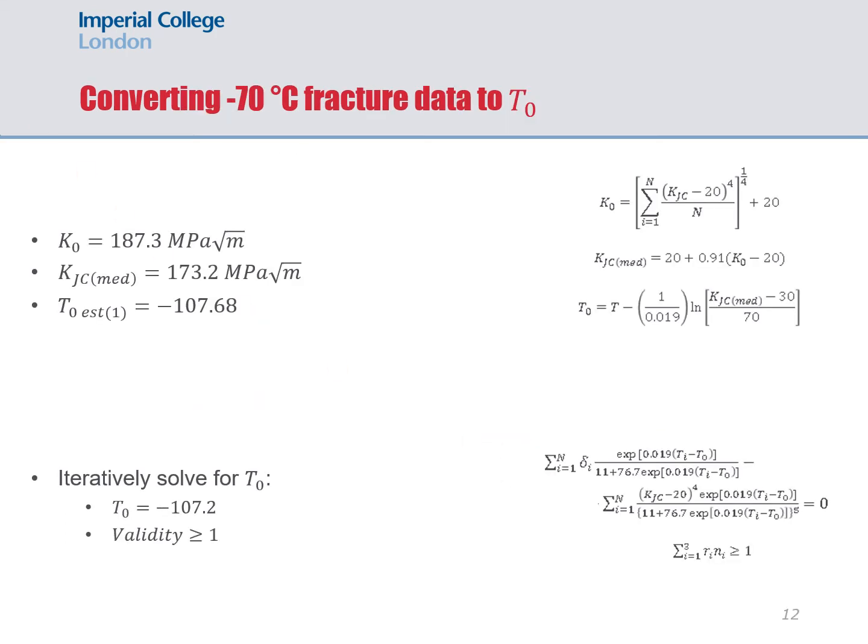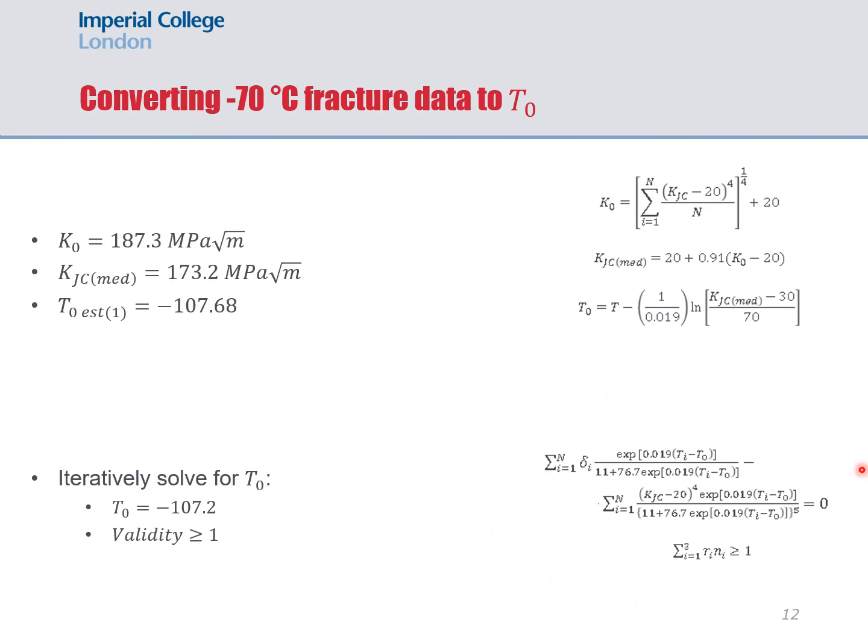There are a number of ways of calculating T0 using standard guidance. Our Charpy correlation showed that our T0 estimation was in the range of about -70. So using the -70 fracture toughness data generated in the previous slides, we can apply these equations here to estimate what T0 should be, and that comes out to be a value of about -107.